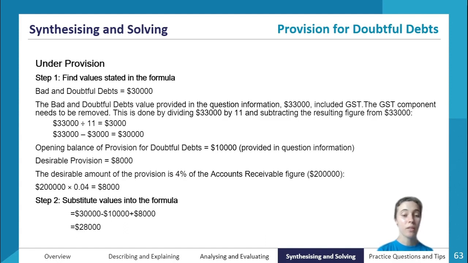The opening balance of the provision is provided in the question. That was $10,000. The desirable provision is $8,000, and we figured that out by looking at the information we were given. It's supposed to be 4% of the accounts receivable figure, which was $200,000. So 4% of that is $8,000. We then substitute the values into the formula on the previous slide. 30,000 less 10,000 plus 8,000 is 28,000.